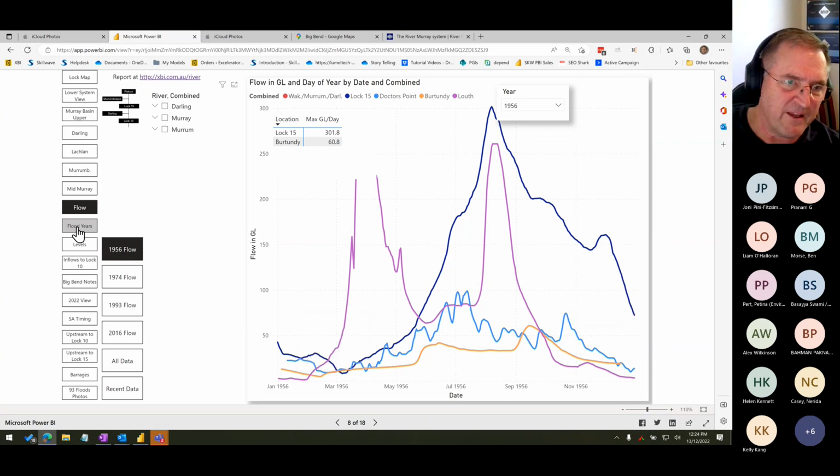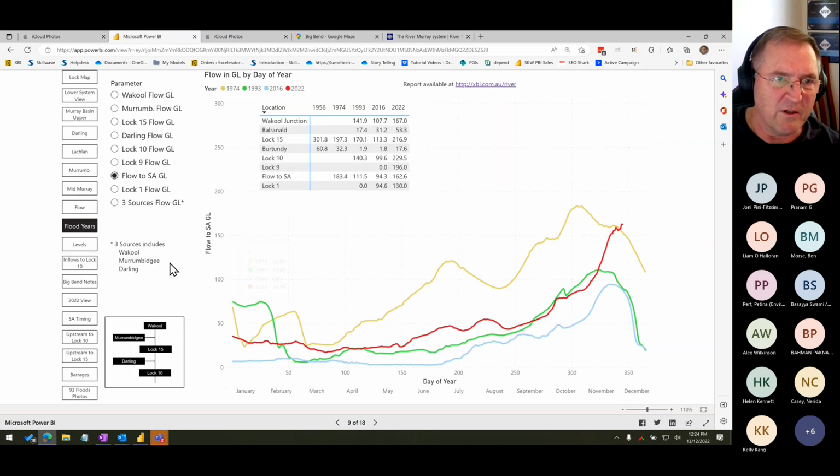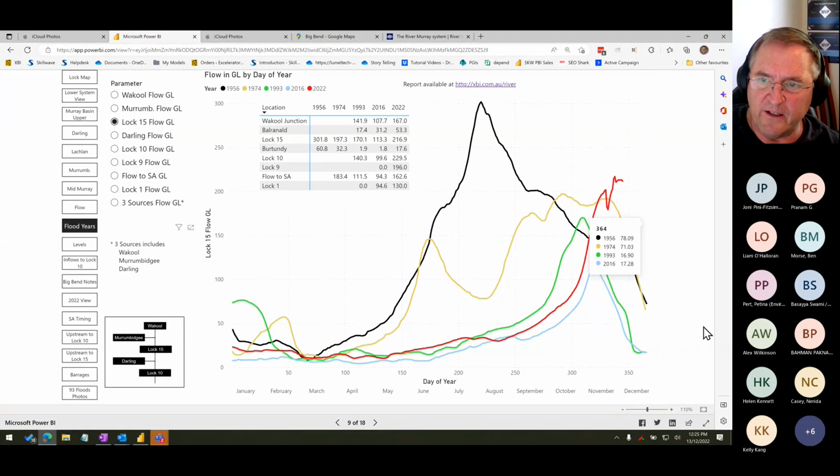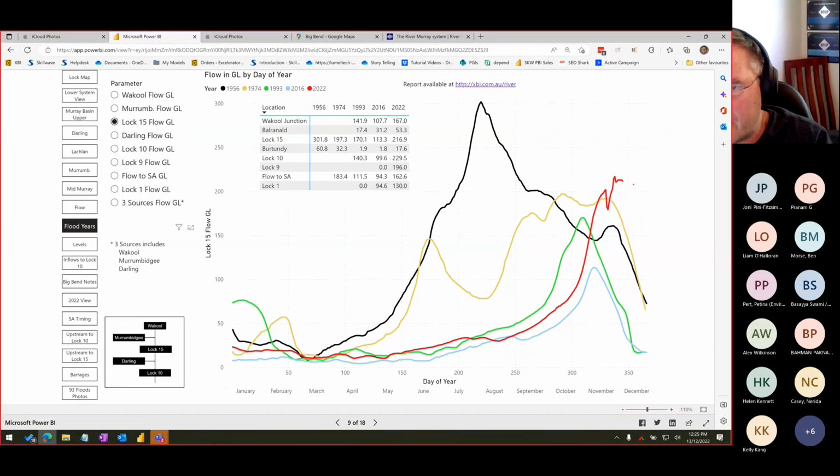Perhaps I might just jump over here to the flood years, because this is probably a better way of looking at this. If I have a look at Lock 15, you can see here this black line was the 56 flood, and this red line is the 2022 flood. So you can see that at this stage, at 2022, 74, that was the year that we went under. Notice that we're already above the 74 flood levels at Lock 15. And once again, here's these little thumbnails that I keep putting here. It's just to help you understand what this means.